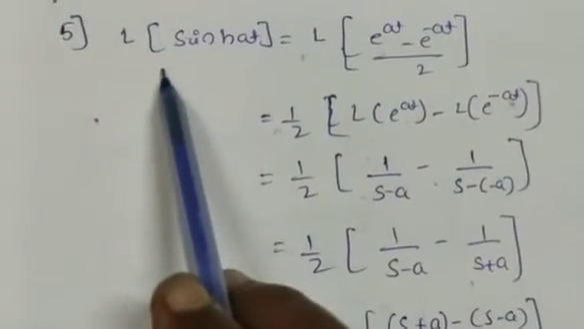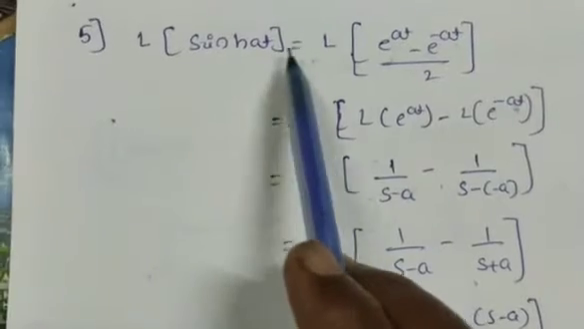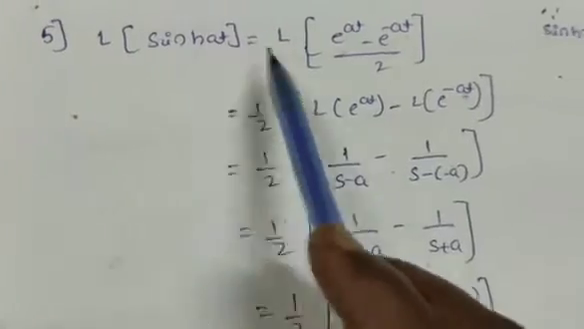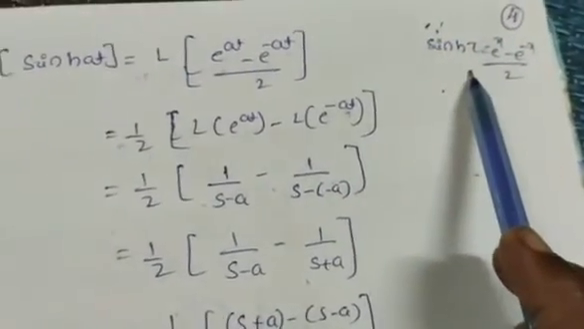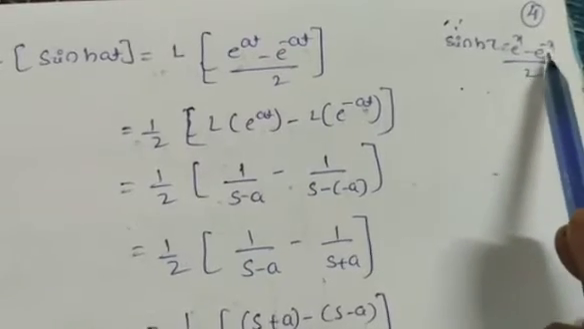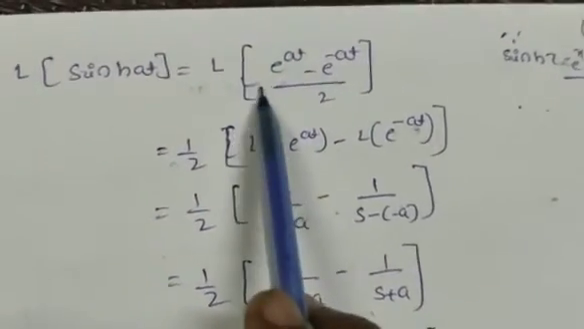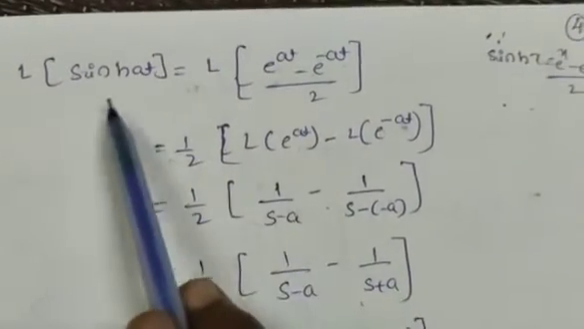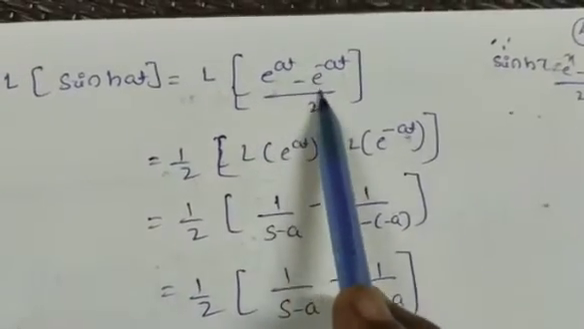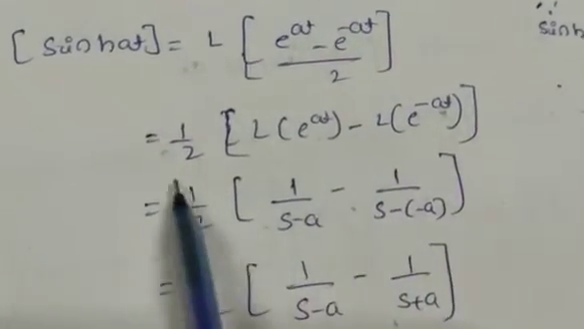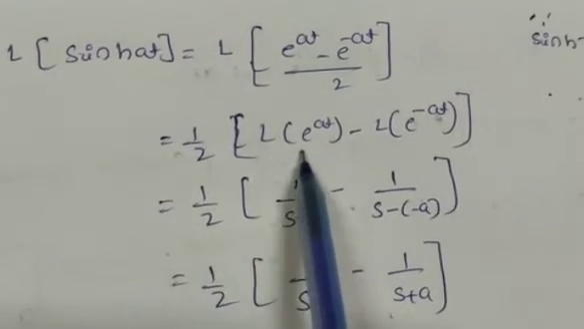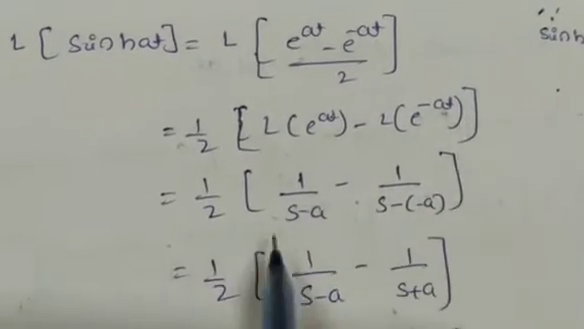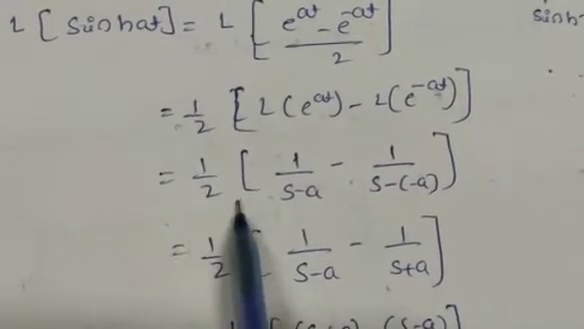Take one more result: Laplace transform of sin hyperbolic at. Let us express this sin hyperbolic in terms of exponentials. We know the definition of sin hyperbolic x is equal to e raised to x minus e raised to minus x, divided by 2. So in place of this x we have at. So Laplace transform of sin hyperbolic at is the Laplace transform of e raised to at minus e raised to minus at, divided by 2. So this is equal to 1 by 2 into the Laplace transform of, let us separate these terms, e raised to at minus L of e raised to minus at. I have taken the 1 divided by 2 outside.